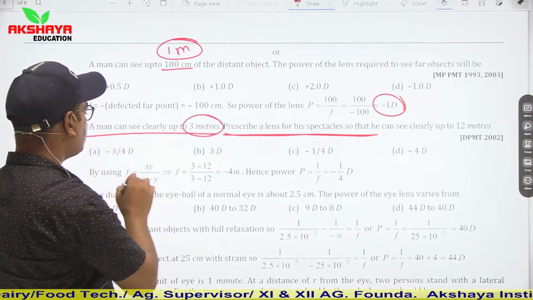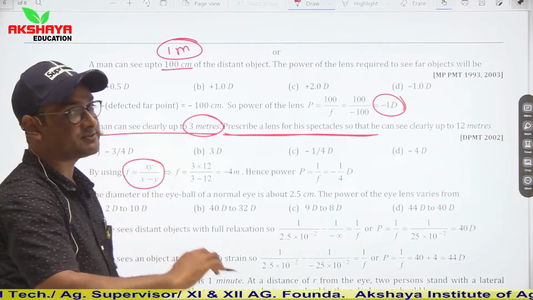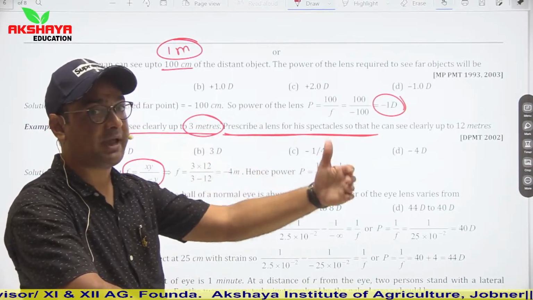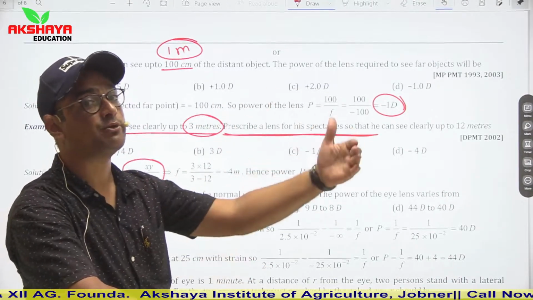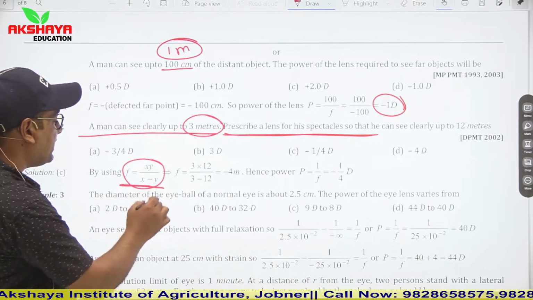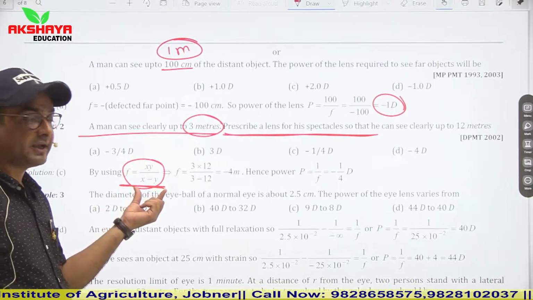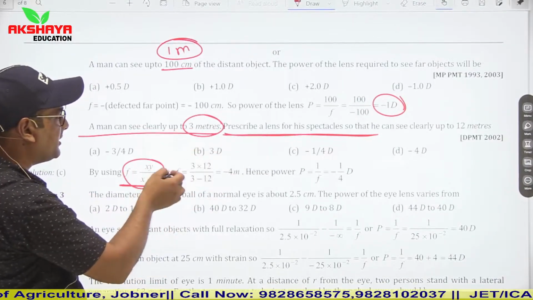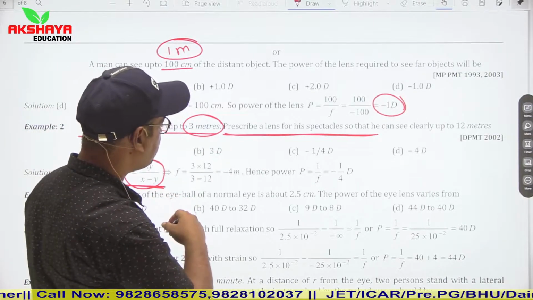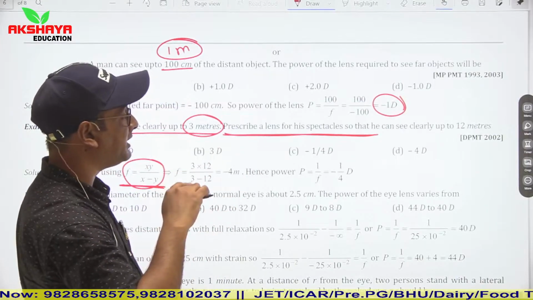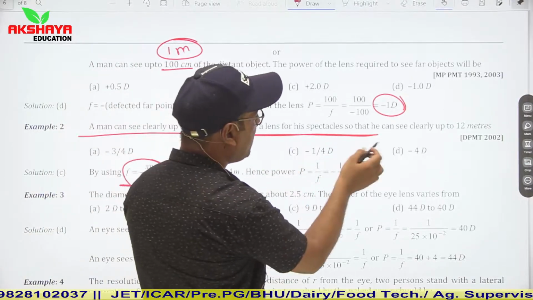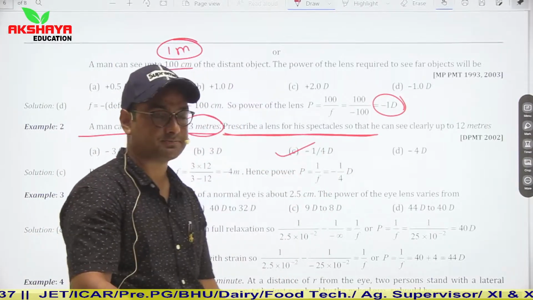He can see up to 3 meters. So we will use the relation xy upon x minus y. We have seen this relation in myopia: he can see objects up to distance x and wants to see up to distance y, and y is greater than x. In that situation, the corrected focal length is xy upon x minus y. So we can use 12 into 3 upon 12 minus 3, 36 upon 9, that is 4, so minus 4 meter, or -400 centimeter, is the focal length, and the power is -1 upon 4 diopter.